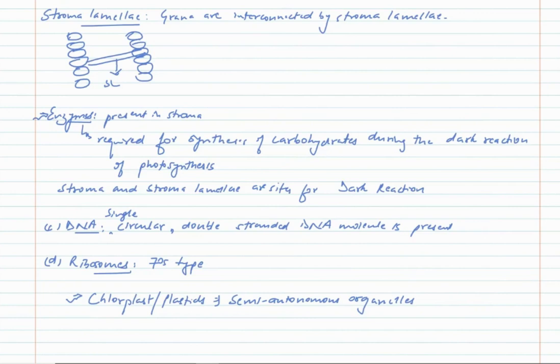So the function of chloroplast is to help in photosynthesis. The chlorophyll pigment is going to trap sunlight and convert it into chemical energy, which will be used to synthesize carbohydrates during the dark reaction. So with this, we finish off with our discussion on plastids.